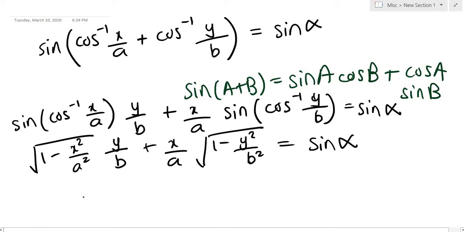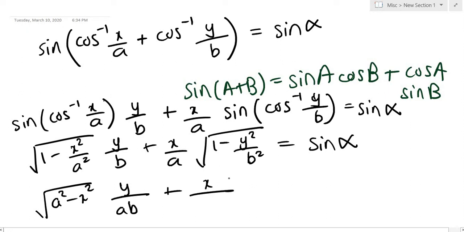Now I want to clean this up a little bit, so I can cross multiply it with the 1. I'll get a squared minus x squared, and I'll have an a squared under the root. I'll take it out of this radical, and I have y by b outside the radical, y by ab. Plus the same thing here, I'm just taking the b outside the radical after cross multiplying, times the root of b squared minus y squared is equal to the sine of alpha.